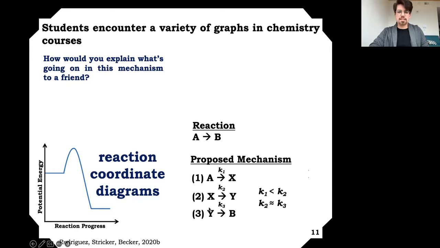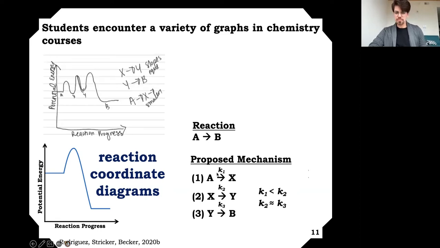And as a general question, how would you explain what's going on in this mechanism to a friend? So just explain what we're observing here. As we were interviewing the students, we encouraged them to draw to explain their reasoning. And this is what Beth drew.